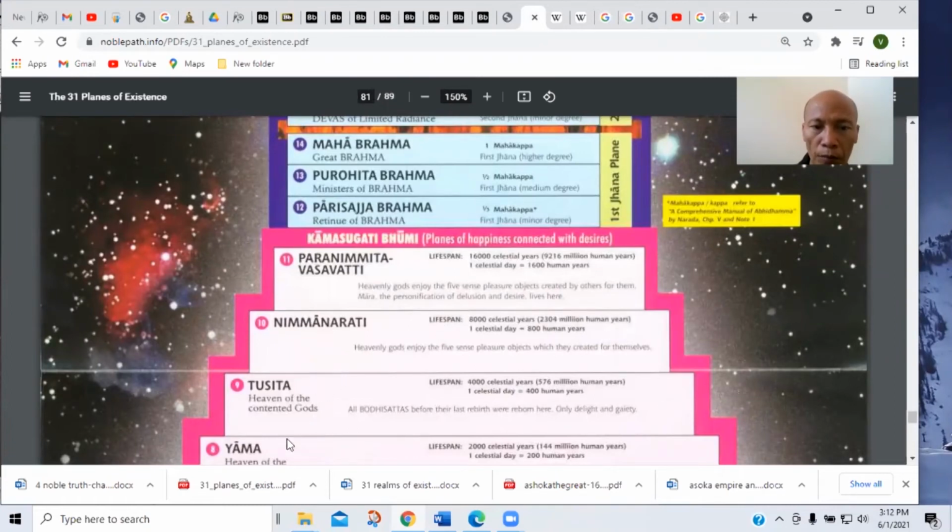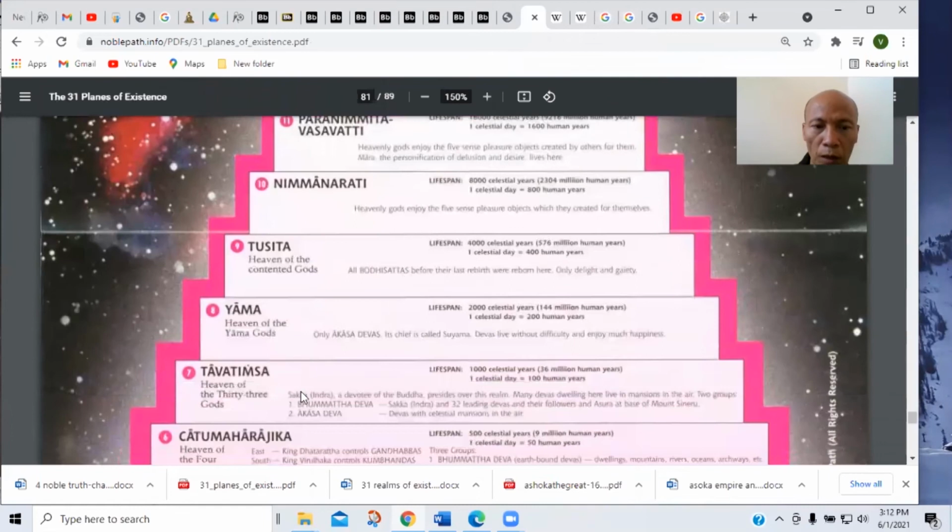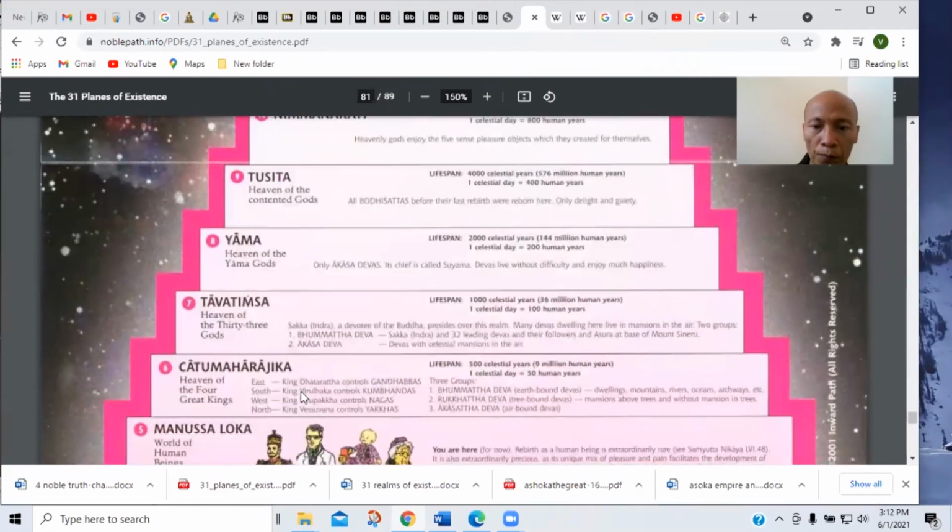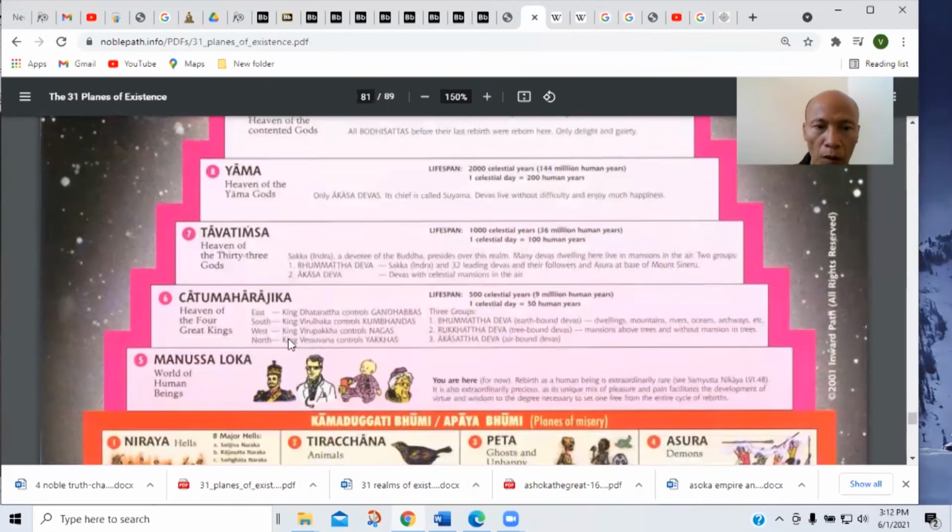Okay, so that's what the first layer is. The heaven of the four great kings. Their lifespan is about 9 million human years.